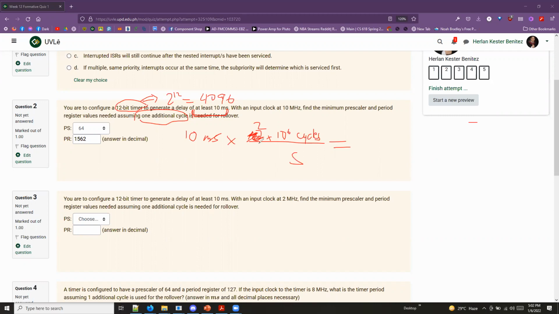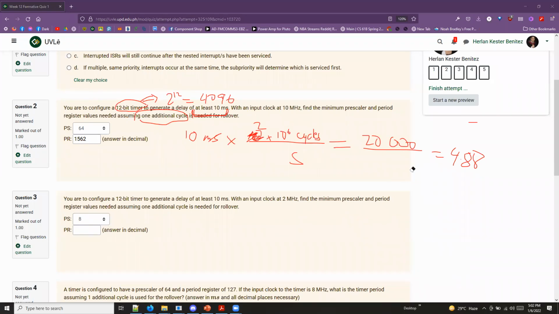So that gives us 20,000. And if we divide this by 4096, we get 4.88. So looking at yung available na prescaler values, that means we choose prescaler of 8.